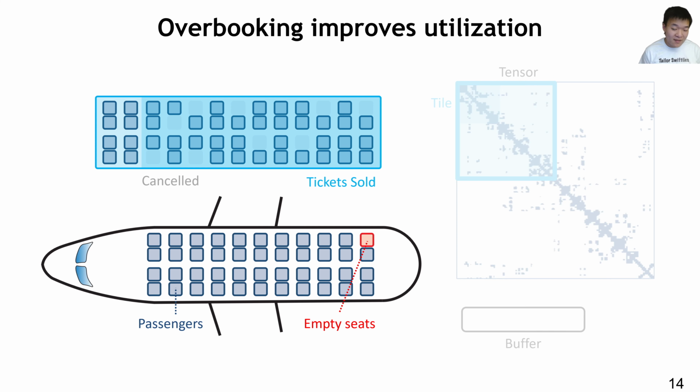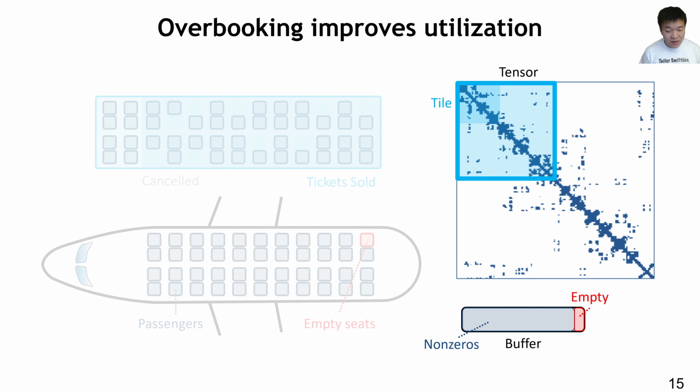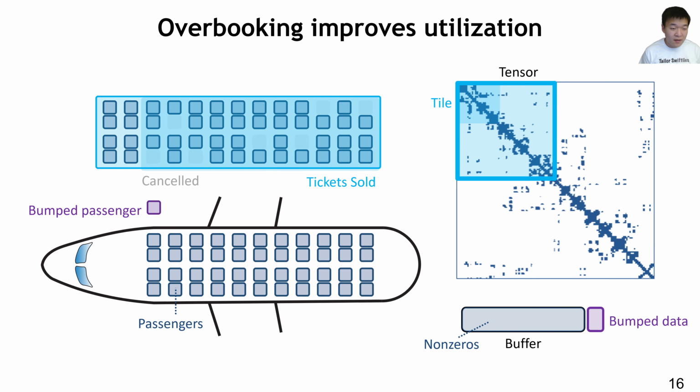With the airline, selling more tickets allows for fewer empty seats in the plane, despite the number of cancellations. And with our buffer, allowing for larger tiles enables less empty space in the buffer for the same sparse tensor. This occasionally leads to times when there are more passengers than there are seats, but this was all by design.